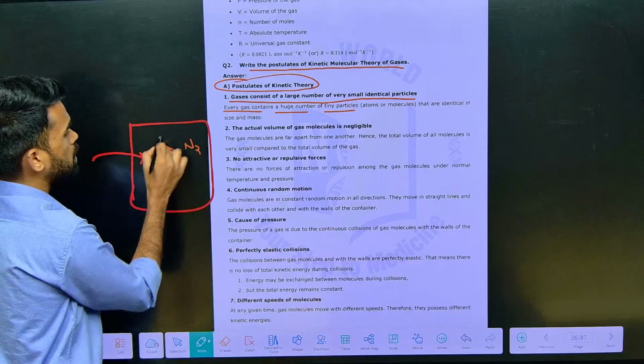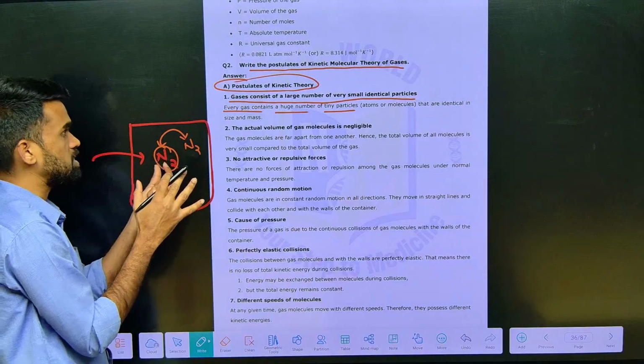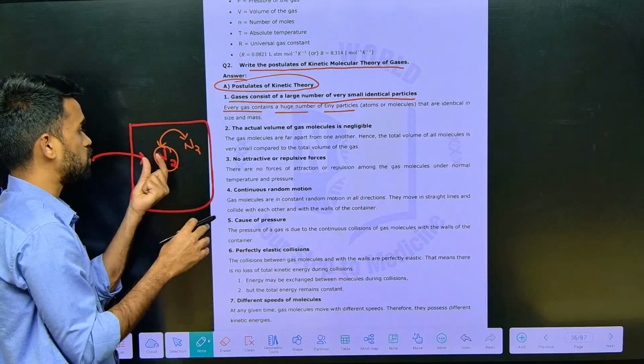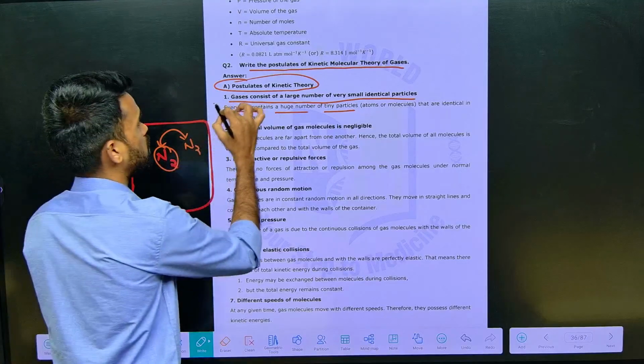Now all these particles have the same properties. Their sizes are the same, all of them are identical. They have the same size, same chemical reactivity, same mass, everything is the same. That is what the first point says.